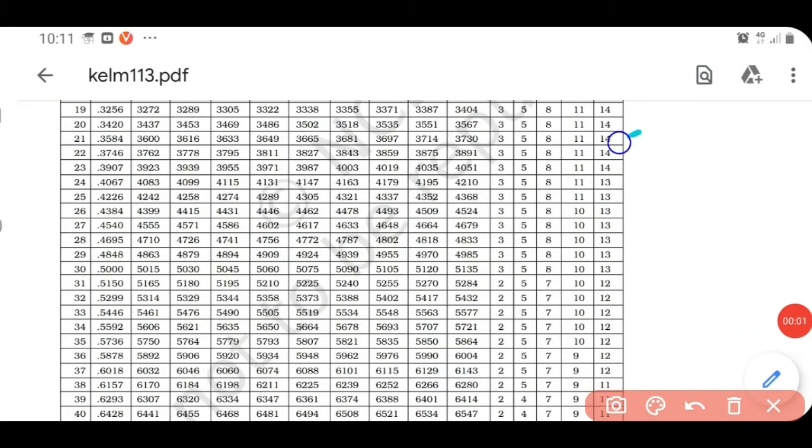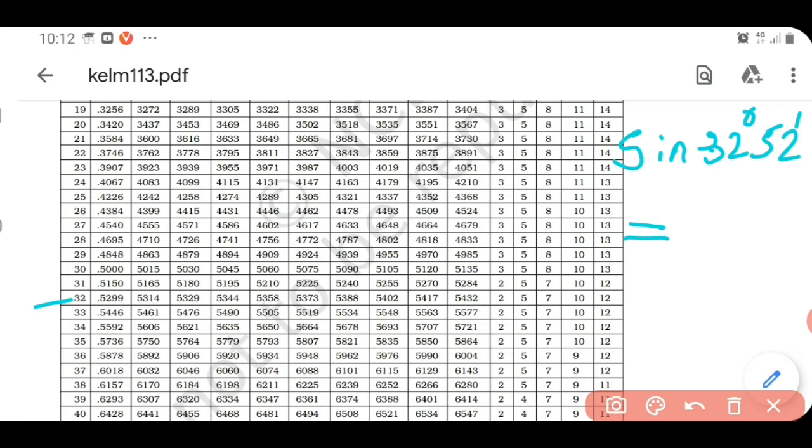Our next example is sine 32 degree 52 minute. Sine of 32 degree 52 minute we need to find. So here we have to look in the row 32 degree, and in that row, corresponding to which column we have to look? Here it is 52 minute. 52 minute is not there in that column.